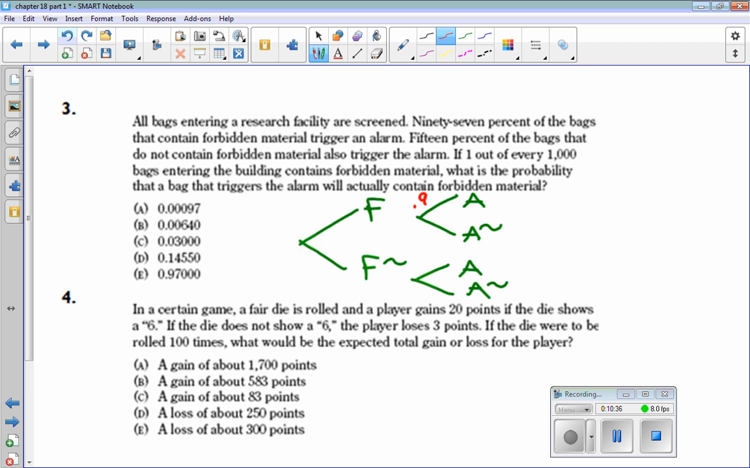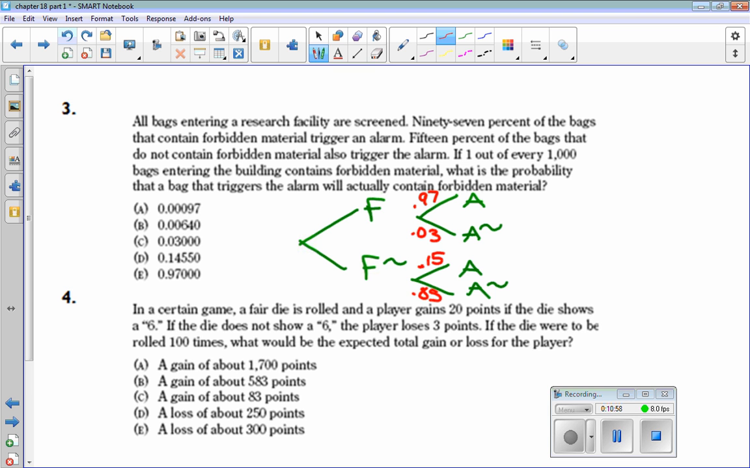All right, 0.97 and 0.03, and that is why, no, I have that on my paper. Okay, great. Then it says 15% of the bags that do not contain forbidden material, so I'm on the lower branch now, may also trigger an alarm. So I have that, and then I have 0.85 down here.